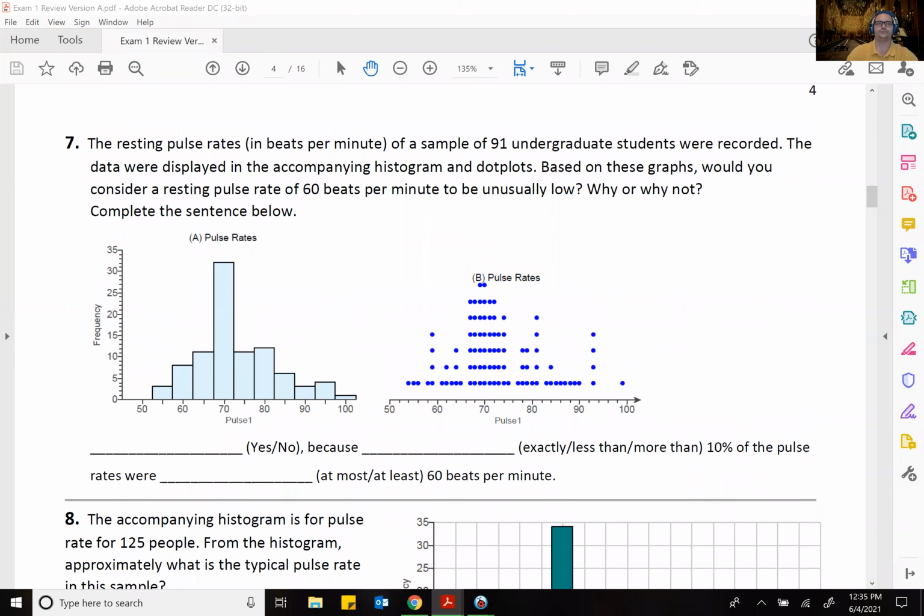So question 7, we got a couple of blanks we're going to fill in. Here it says we got the resting pulse rate in beats per minute of a sample of 91 undergraduate students. The data were displayed in the accompanying histogram and dot plot. Based on these graphs, would you consider a resting pulse rate of 60 beats per minute to be unusually low? Why or why not?